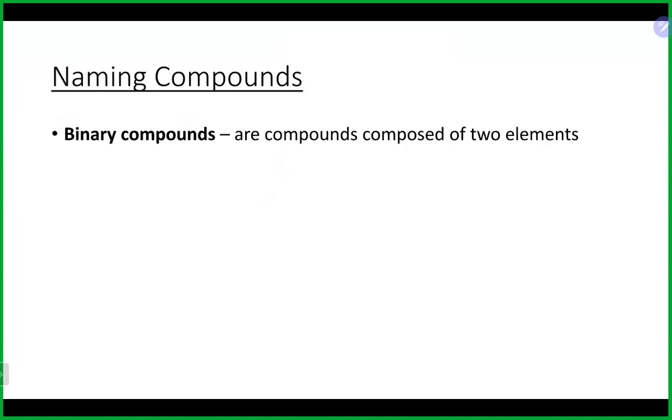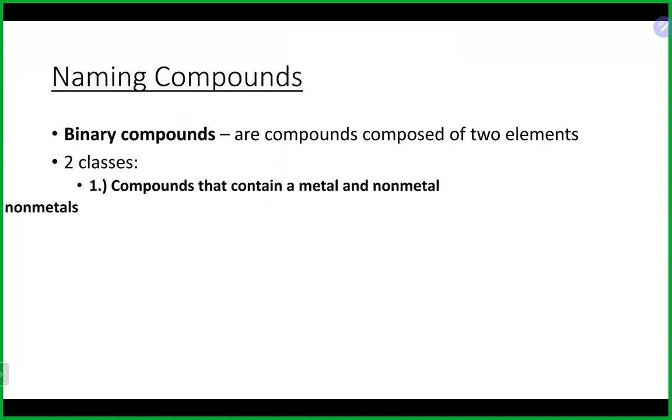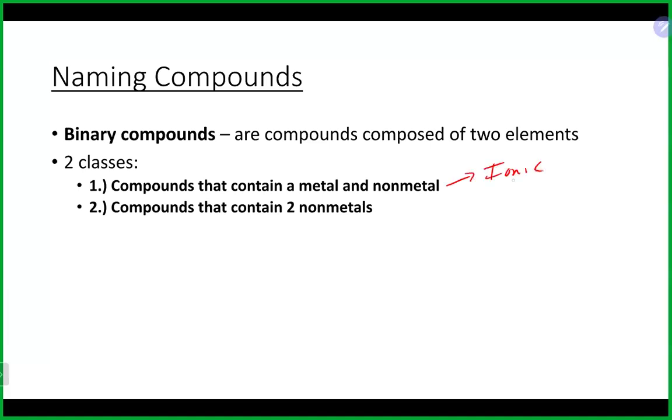All right, so let's talk a little bit about naming compounds. As I mentioned, there are two different types: a metal and a non-metal, which will be ionic, and two nonmetals, which will be covalent bonding. Binary means there are basically two elements or atoms involved.